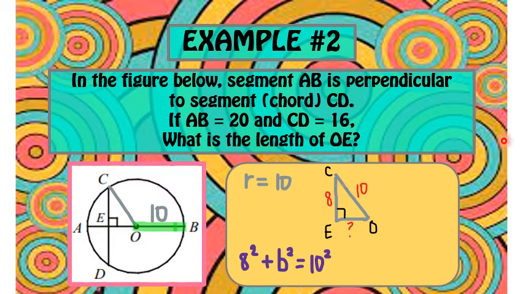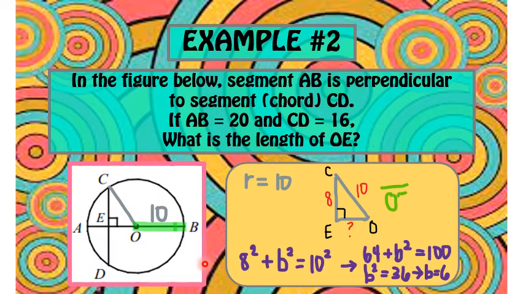So if we use the Pythagorean theorem, we have the equation 8 squared plus b squared equals 10 squared. 8 squared is 64, 10 squared is 100. So we have 64 plus b squared equals 100. Subtract 64 from both sides and you get b squared equals 36. Take the square root of both sides and you get b is equal to 6. So b is equal to 6, which means that OE is equal to 6.